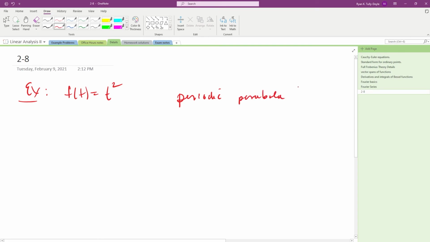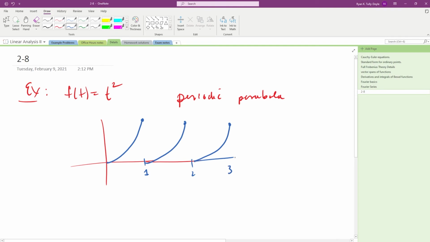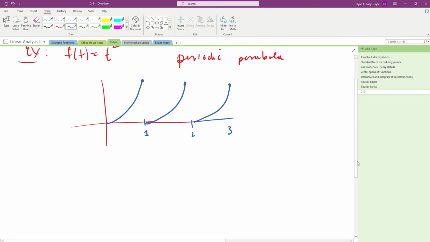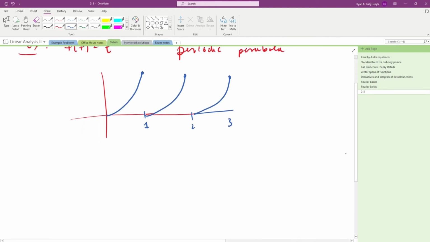And what a periodic parabola would look like if we plotted it was, well, it looks like the parabola from 0 to 1, but then it repeats itself because it's supposed to be a periodic function. And so between 1 and 2, we're thinking of this as a function that does this pattern again. And between 2 and 3, it does this pattern again. So as a periodic function, this is going to have a Fourier series that approximates it. So I could compute some Fourier coefficients for this.